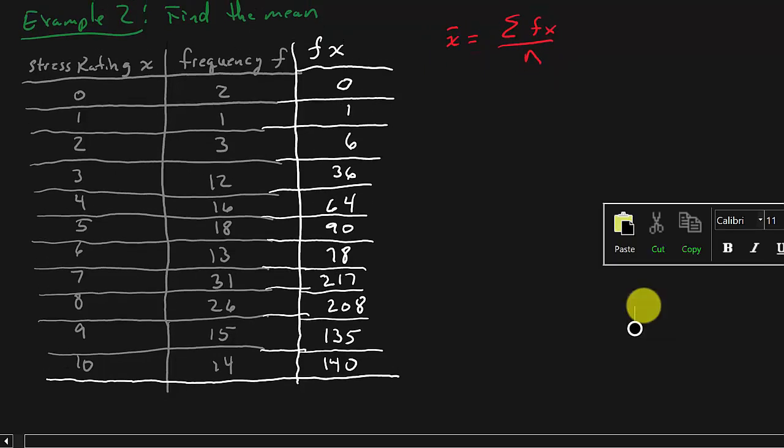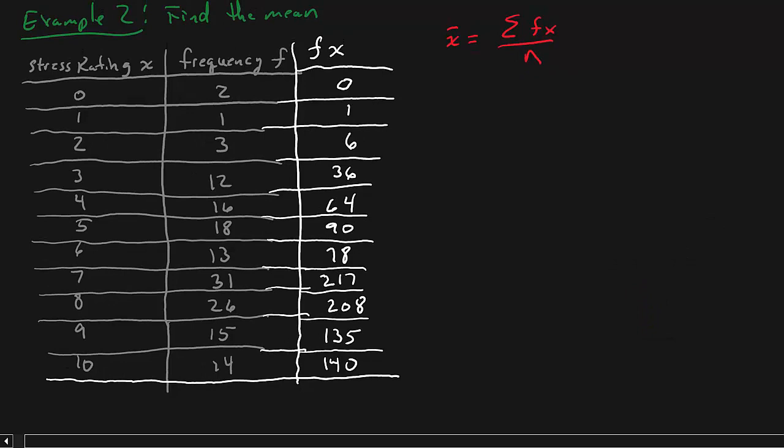Now, what is this telling me to do? This right here is telling me I need to sum F times X. So I need to sum up this column. So I need to add all these numbers together. And so that gives me the sum of F times X is equal to 975.